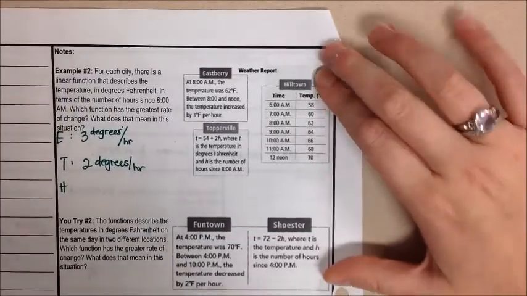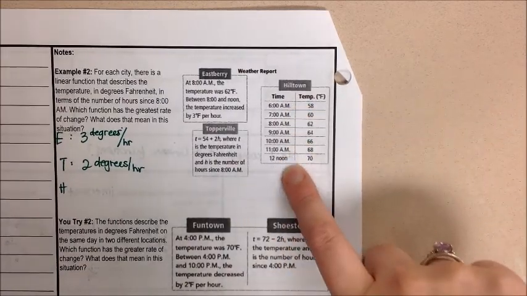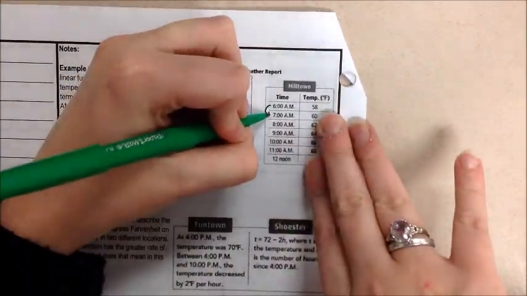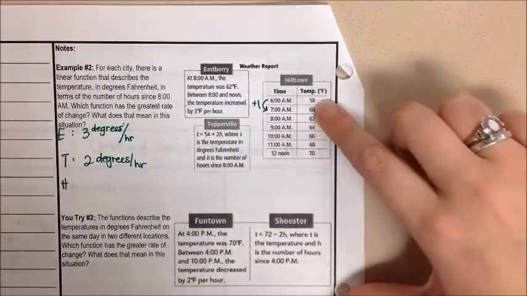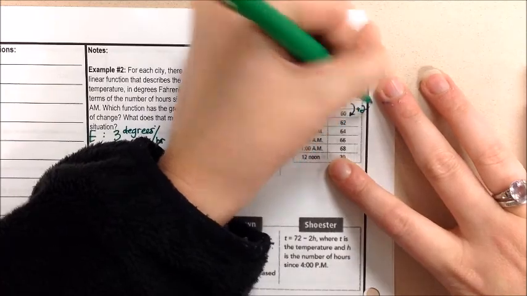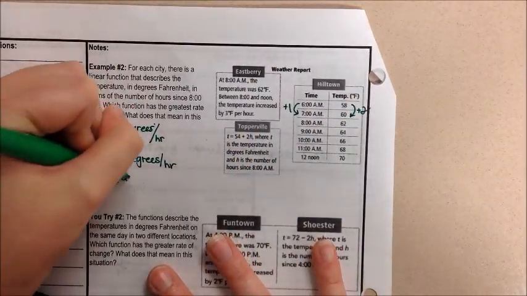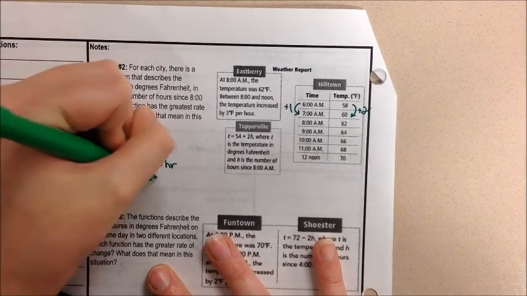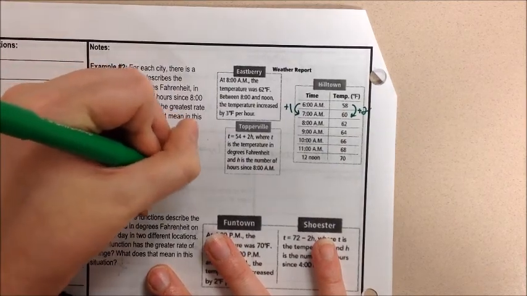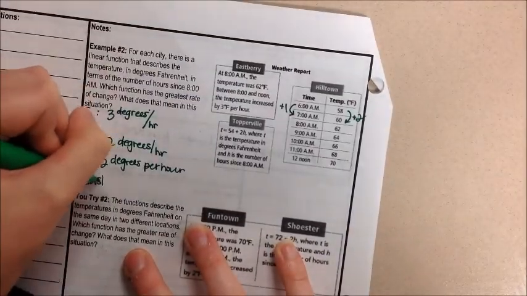And then there's Hilltown. Okay, Hilltown's is from 6 to noon. So I'm just going to find, this is per hour. All I have to do is find the temperature change, and it looks like it increases by 2 each hour. So Hilltown is 2 degrees per hour.